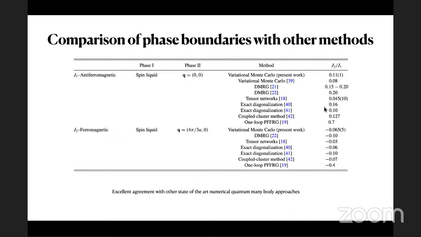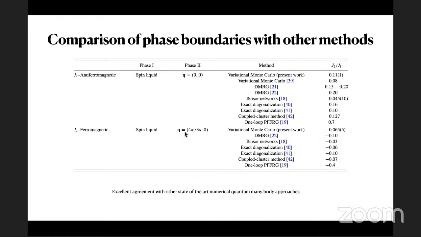Tensor network seems to be biased a bit more towards the magnetically ordered state and predicts the region of stability to be a bit smaller. Exact diagonalization, despite being exact, is restricted to rather small system sizes. The coupled cluster method seems to give the best agreement with variational Monte Carlo, and a one loop FRG has its own shortcomings. So there seems to be some broad consensus that there should be a phase transition from around 10% to 20% of J1.